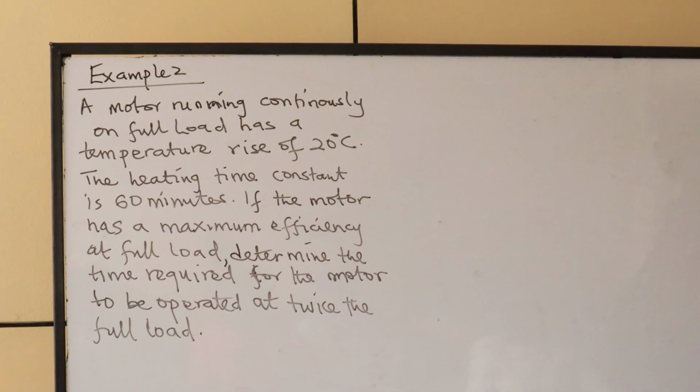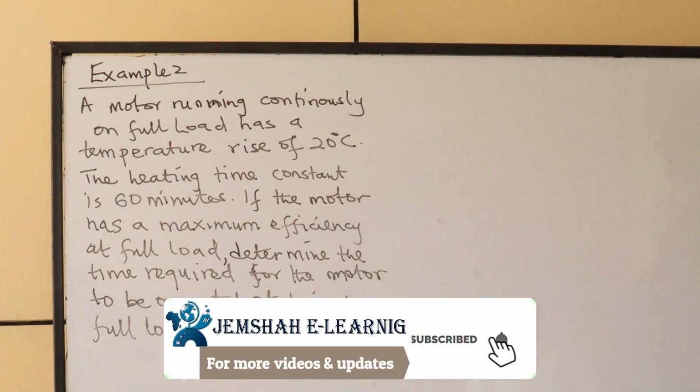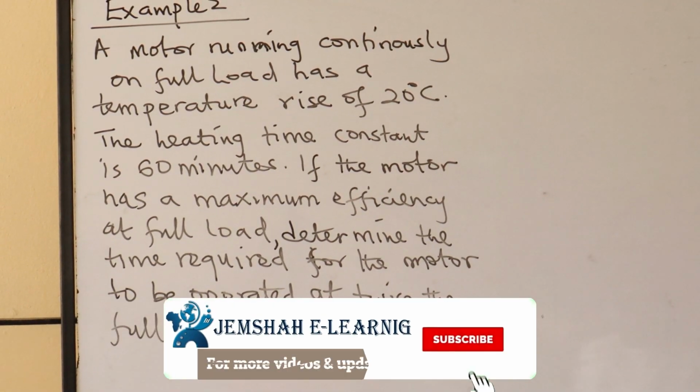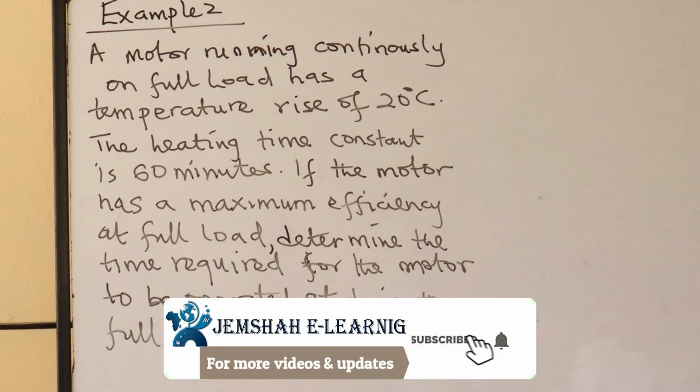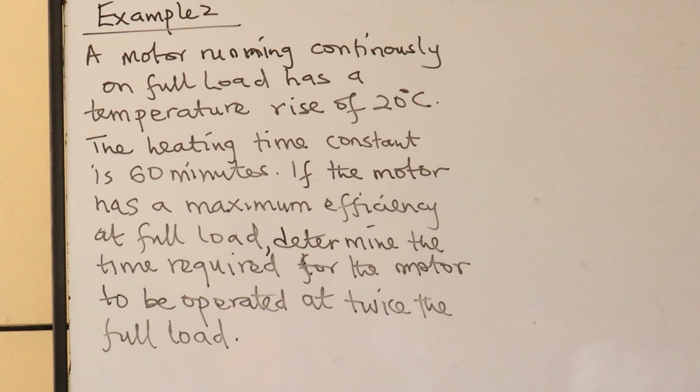So, a motor running continuously on full load has a temperature rise of 20 degrees Celsius. The heating time constant is 60 minutes. If the motor has a maximum efficiency at full load, determine the time required for the motor to be operated at twice the full load.